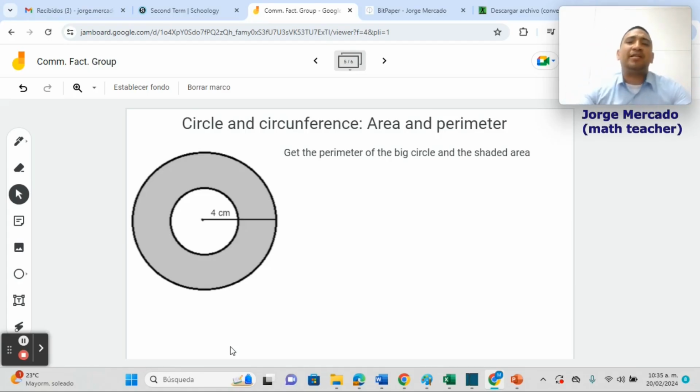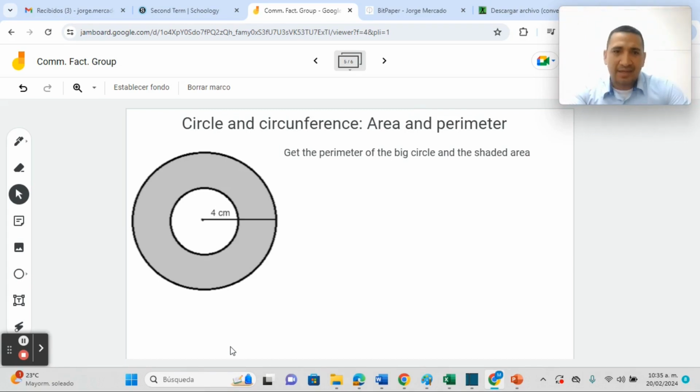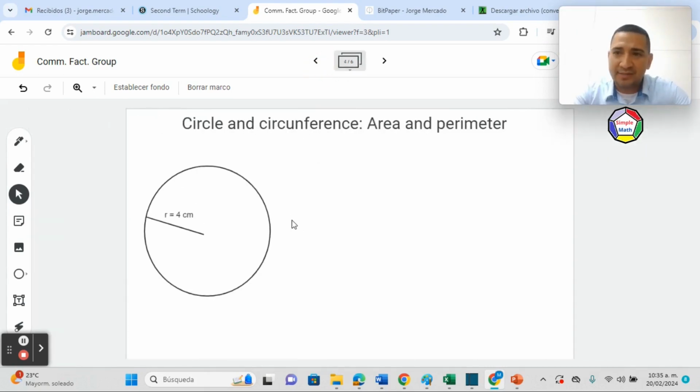In this video, I will explain two things. I will explain the area of the circle, and I will explain the perimeter or the circumference. Circumference is the same as perimeter.